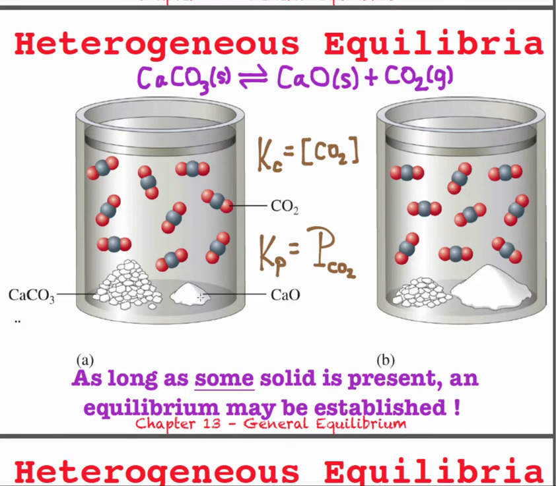But the point here is this. It wouldn't matter if I had a little pile of calcium oxide and a big pile of calcium carbonate, or a small pile of calcium carbonate and a big pile of calcium oxide. It doesn't matter if I have a little bit of this and a whole lot of this, as long as there is some of the solid there to establish an equilibrium, depending on this pressure here too. So if this plunger were to come down further or go up higher, then that might affect the partial pressure of CO2 and therefore affect the constant there.